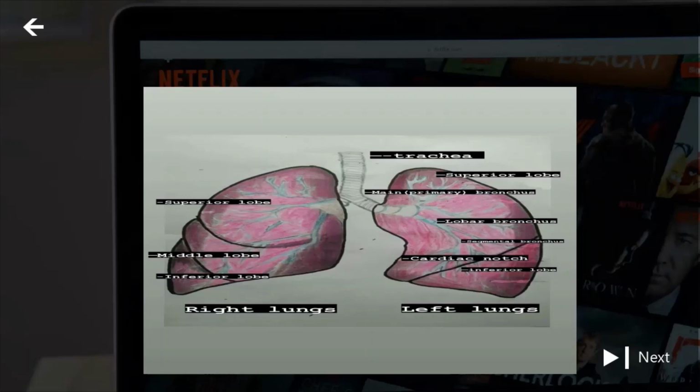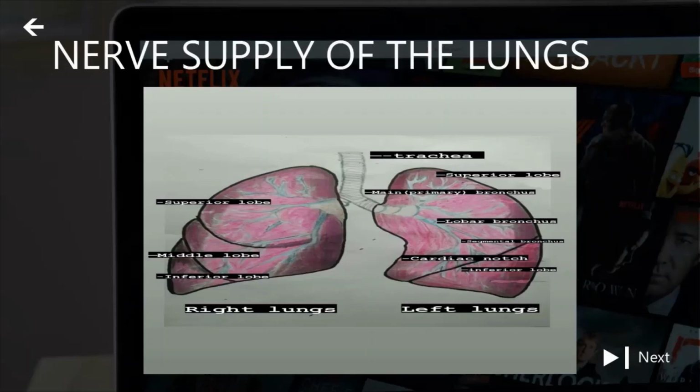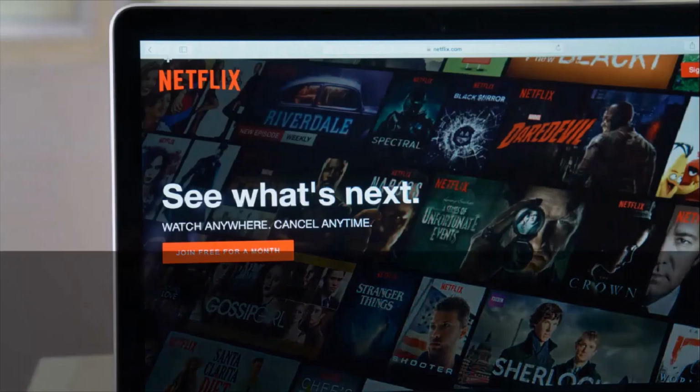Here is the image also, same as the lymph drainage, the nerve supply of the lungs. So that's it.